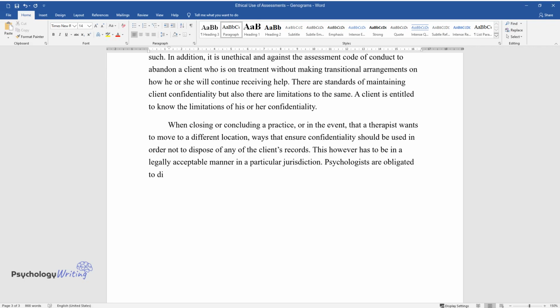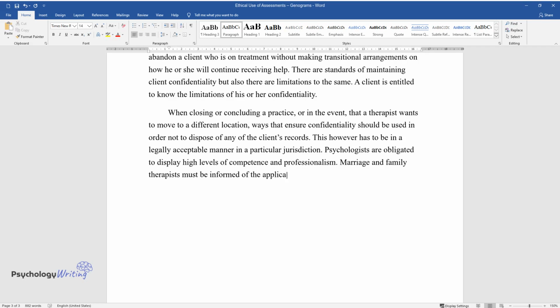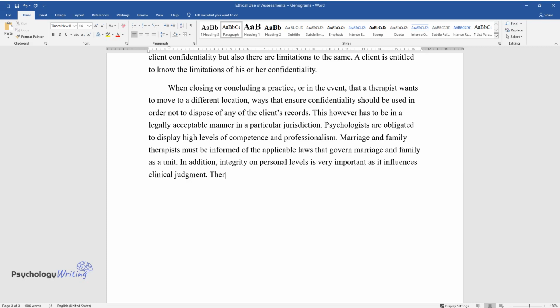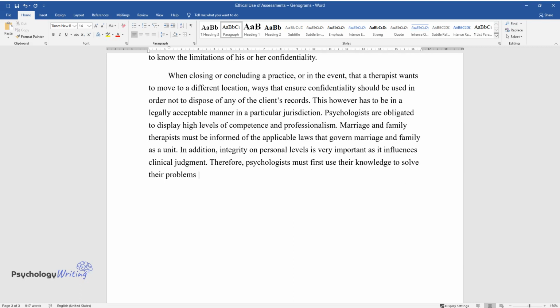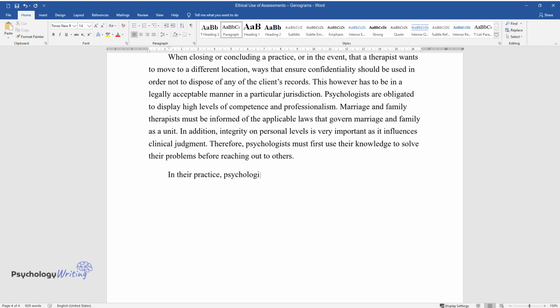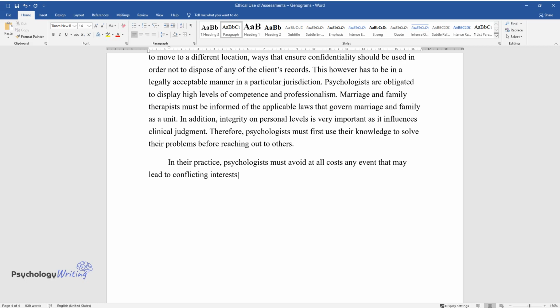Psychologists are obligated to display high levels of competence and professionalism. Marriage and family therapists must be informed of the applicable laws that govern marriage and family as a unit. In addition, integrity on personal levels is very important as it influences clinical judgment. Therefore, psychologists must first use their knowledge to solve their problems before reaching out to others. In their practice, psychologists must avoid at all costs any event that may lead to conflicting interests among the clients and the rest of the family.